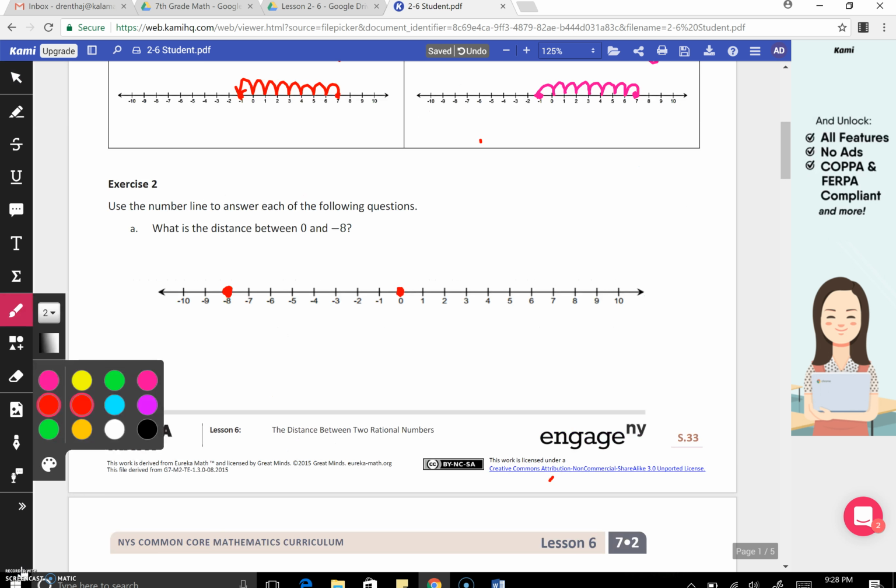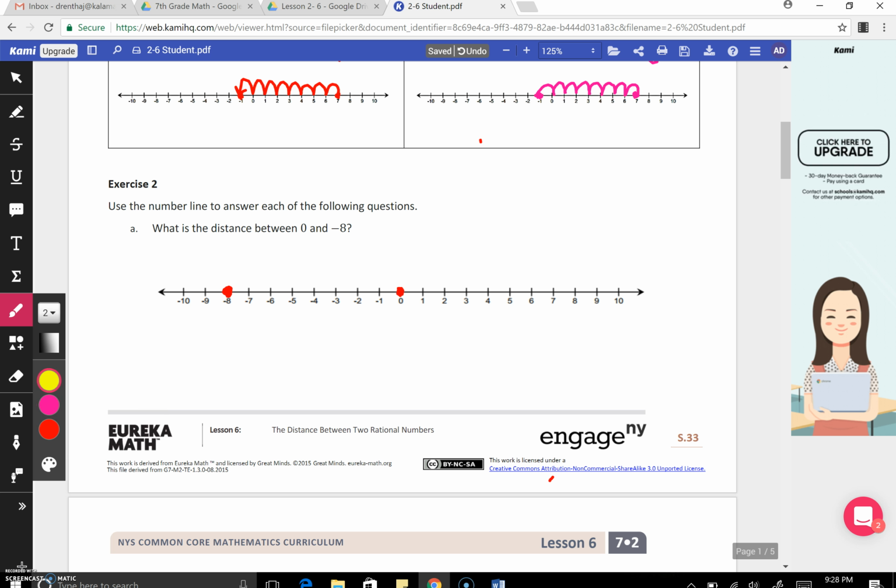So exercise 2 in our packet tells us what is the distance between 0 and -8. So we should understand how to work that by now. It's going to be 1, 2, 3, 4, 5, 6, 7, 8. It's a distance of 8, but we're going to try to come up with the formula here so that we can always find these soon without the number line.